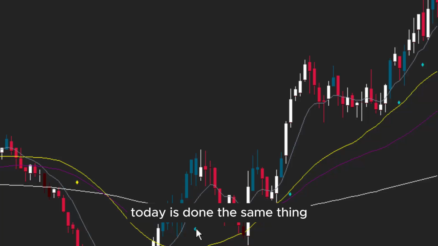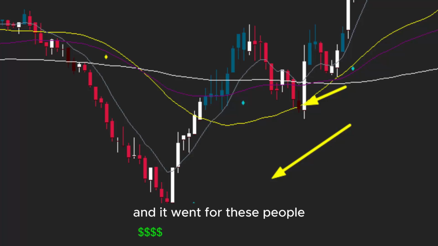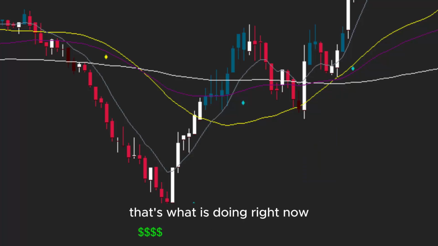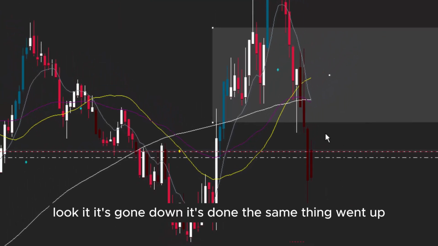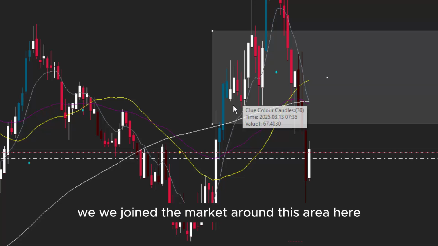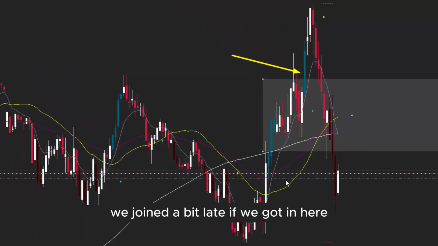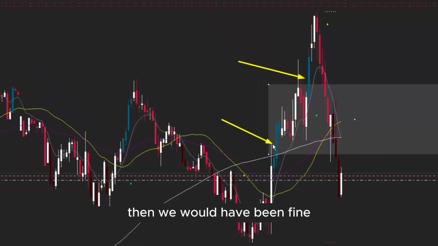Today it's done the same thing, except this signal here kept going down and it went for these people. That's what it's doing right now. If we look at today, look, it's gone down. It's done the same thing. It went up. We joined the market around this area here, but we joined a bit late. You see it? We joined a bit late. If we got in here, then we would have been fine. But we got in late.